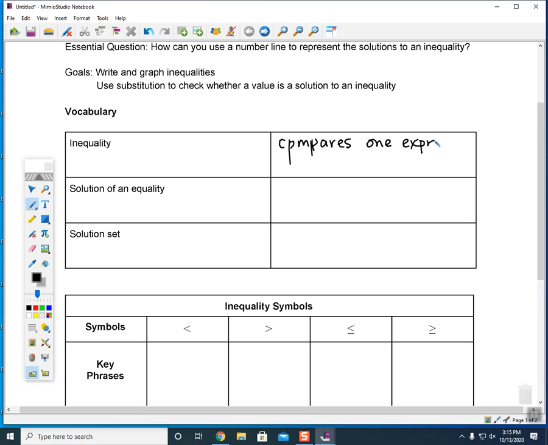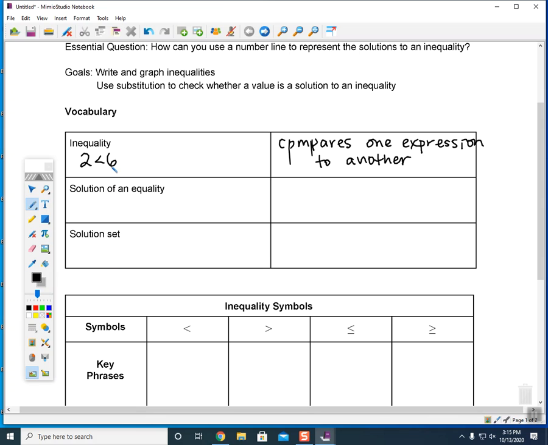And I'll show you what I mean. An inequality compares one expression to another. So for example, I could have 2 is less than 6, right? Is 2 less than 6? Yes, it is. That is comparing one expression to another.